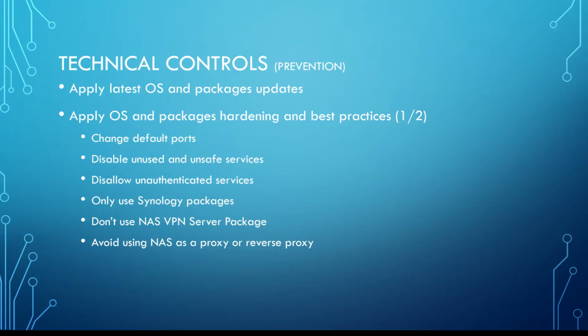Always disable unused and unsafe services. So that means SMB v1 and v2. For example, those are unsafe or less safe than the SMB v3. If you do not need Telnet, disable Telnet. Disallow unauthenticated services. So if you don't need any kind of guest services like WebDAV has an anonymous login. Well, this is some kind of authenticated service, but just don't use anything that is anonymous related or does not need any kind of authentication.